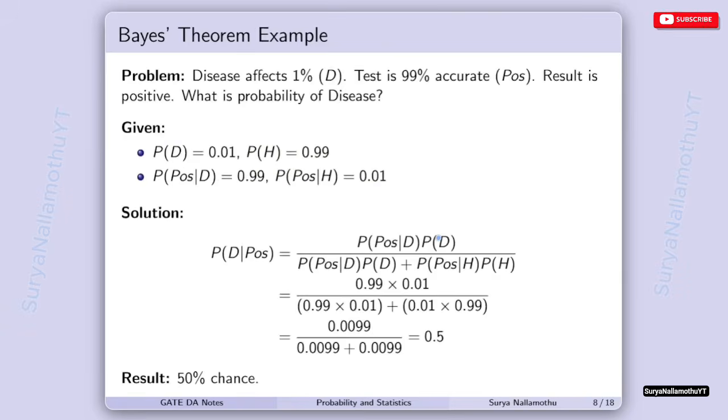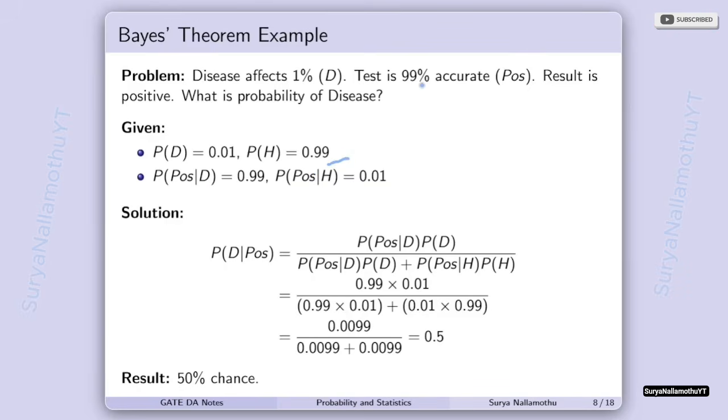Let us consider an example. So here this is the example for the Bayes theorem exam: a disease affects 1% and the test is 99% accurate. The result is positive. What is the probability of disease? The disease affects 1%, which is nothing but the probability of disease is 0.01. The disease percentage is 1%, so the healthy percentage is 99%. So the probability of disease is 0.01, the probability of health is 0.99. That we have written in this line.